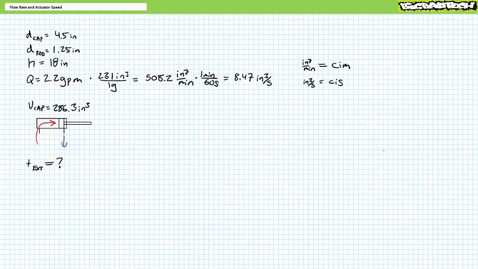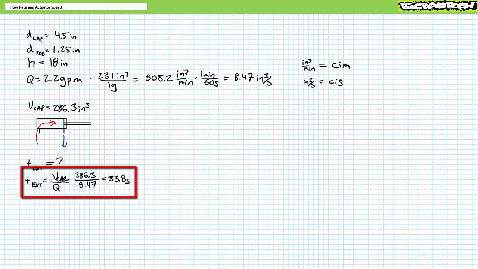Having completed this necessary first step, we are now set up for a quick and easy flow, volume, and time calculation. Time is volume over flow rate. Substituting our calculated values for the volume of the cap end in units of cubic inches and flow rate in units of cubic inches per second demonstrates this cylinder should reach full extension in roughly 33.8 seconds.